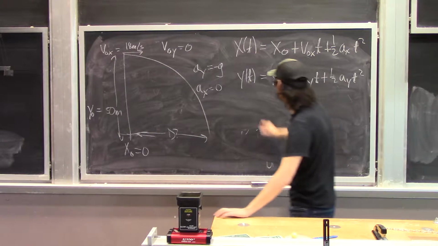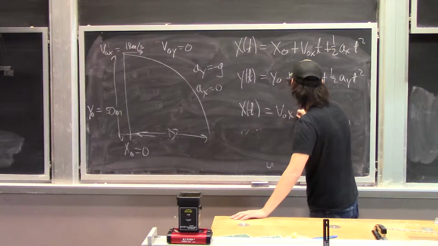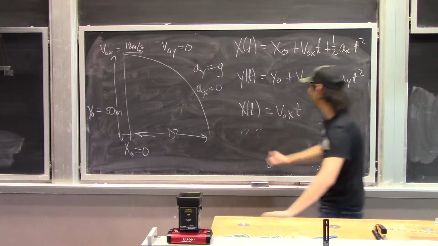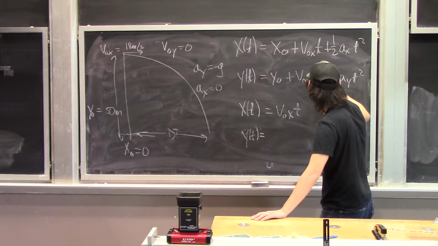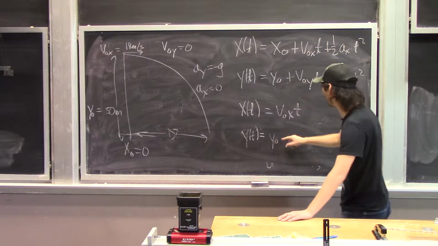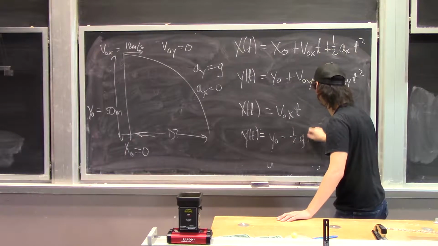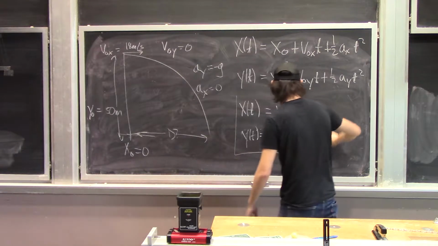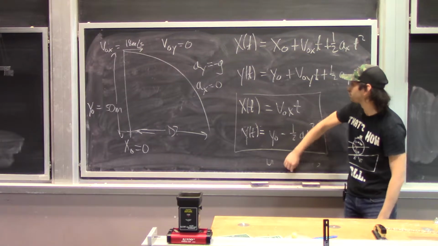And so that's to say that our x of t equation is just going to become v0x times t, where v0x is the 18 meters per second. Our y equation, y of t, is going to be equal to y0, this is 0, and then this is going to be minus 1/2 g t squared. Okay, so now we have our clean equations to work with for the problem, and this is substantially easier to work with than what we started with.